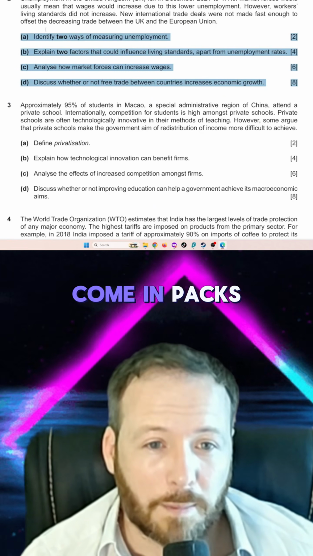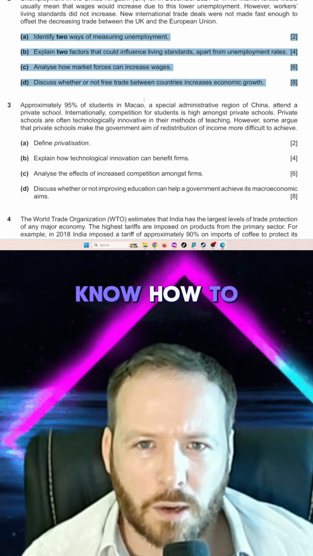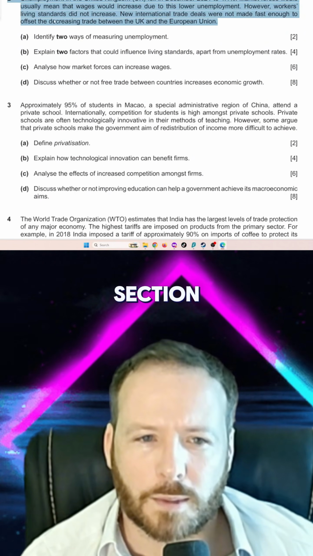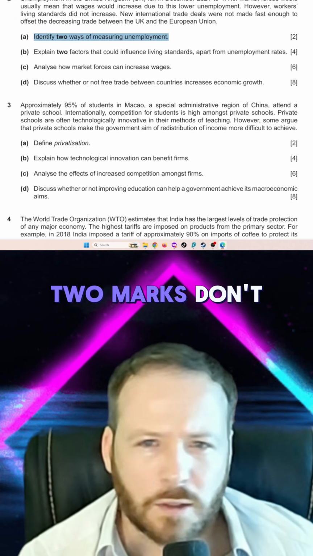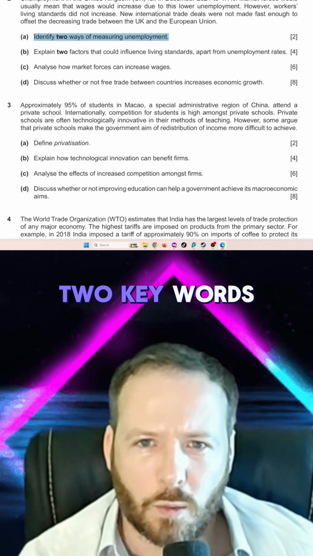Now the sections come in packs of 2, 4, 6 and 8. You need to know how to answer each one. Generally, you can ignore this top section, but we need to look at this. The key word here is identify. So for your 2 marks, don't write too much, just write the 2 key words that the examiner needs.